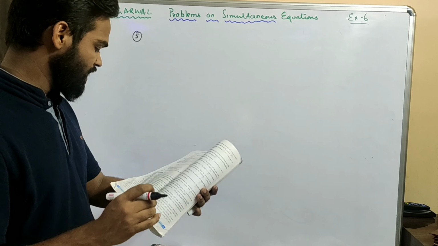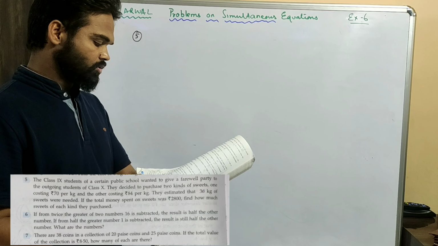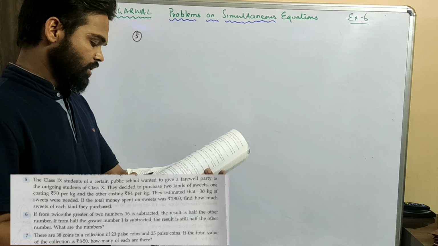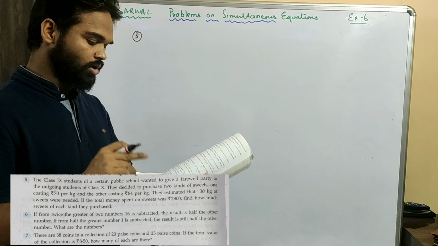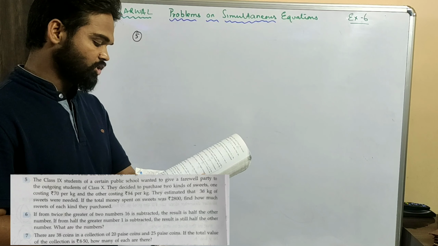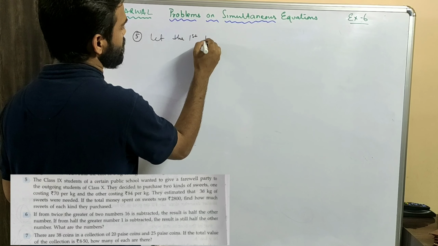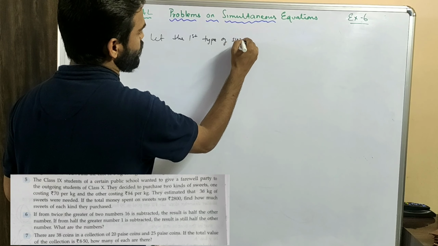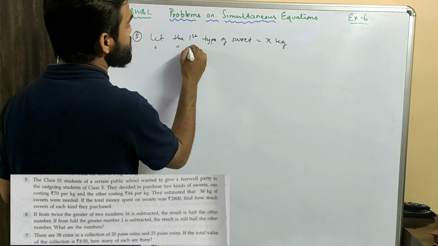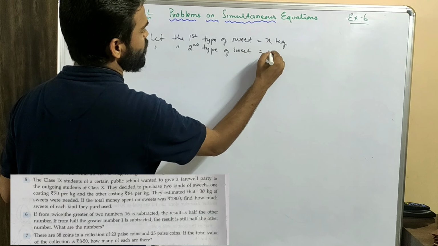Now, look at other sums. Now look at sum number 5. It says the class 9 students of a certain public school wanted to give a farewell party to the outgoing students of class 10. They decided to purchase two kinds of sweet, one costing rupees 70 and the other costing rupees 84. In total, they estimated that 36 kg of sweets were needed. Let the first type of sweet purchased be x kg, and let the second type of sweet purchased be y kg.